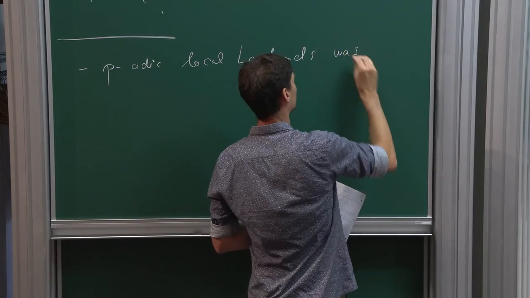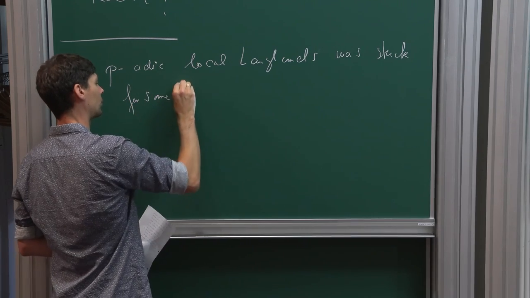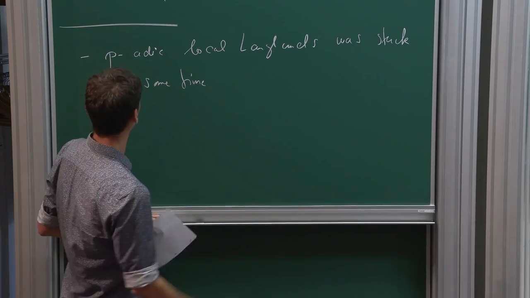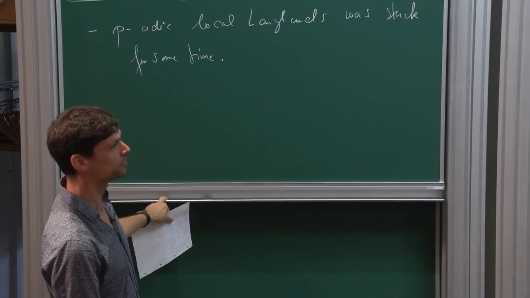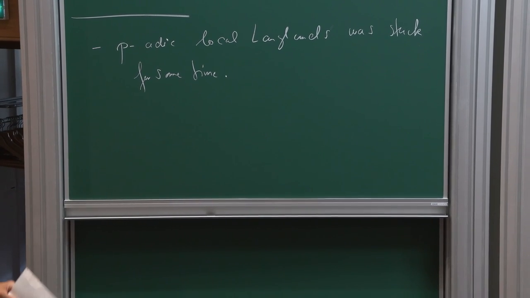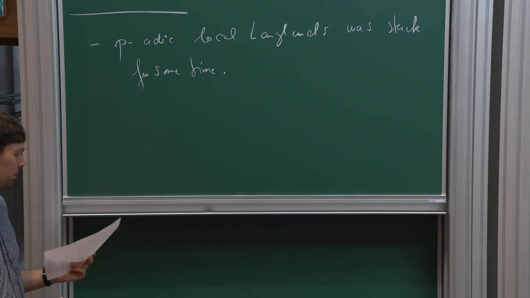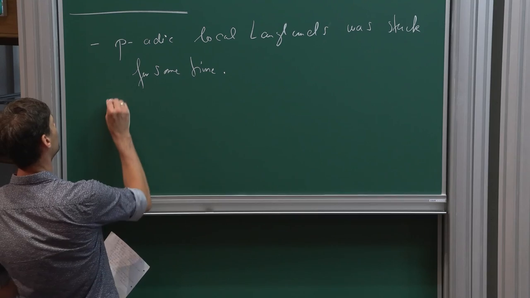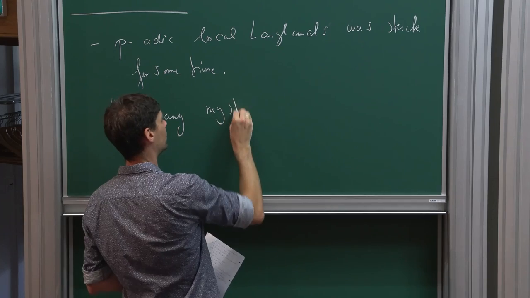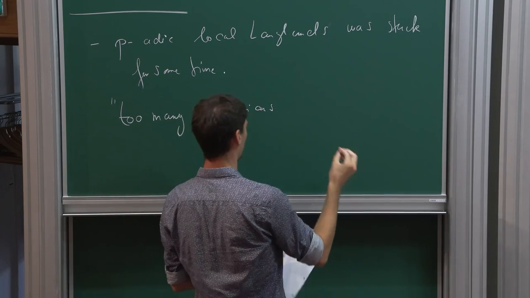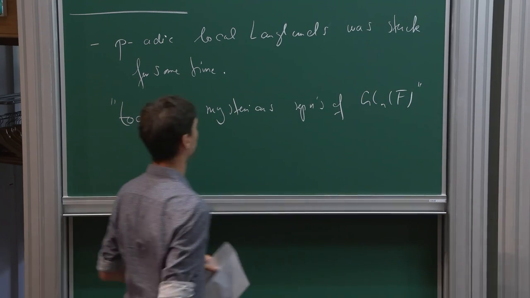Was stuck for some time. So maybe there has been a lot of euphoria when it was developed, but then people realized that beyond GL2 over Q_p, everything is so much harder. So let me mention one feature of this being so much harder beyond GL2 over Q_p, which is that there are, in a way, too many mysterious representations of GL_n(F), so mysterious kind of p-adic or mod p.